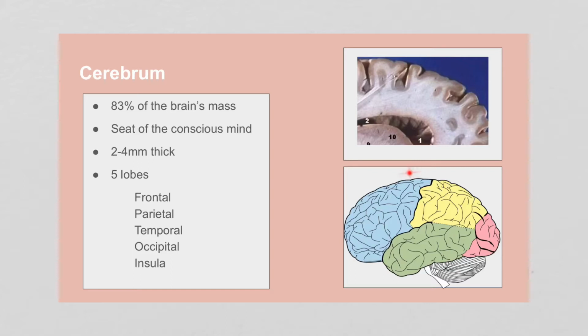So here we have the frontal lobe, the parietal lobe, the temporal lobe, the occipital lobe, and then deep within, in this area right here, is a lobe called the insula. So you would actually have to reflect the temporal lobe and the frontal and parietal lobes in order to see the insula.